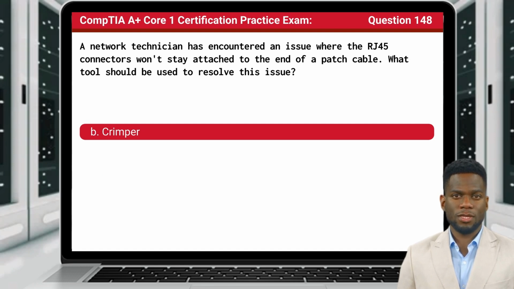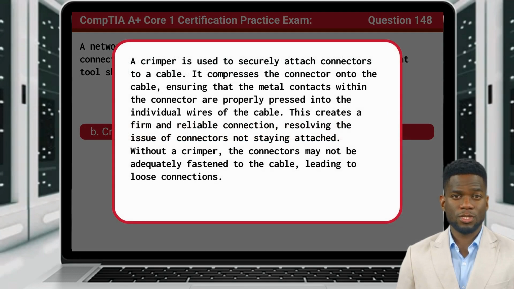The answer is B. Crimper. A crimper is used to securely attach connectors to a cable. It compresses the connector onto the cable, ensuring that the metal contacts within the connector are properly pressed into the individual wires of the cable. This creates a firm and reliable connection, resolving the issue of connectors not staying attached.